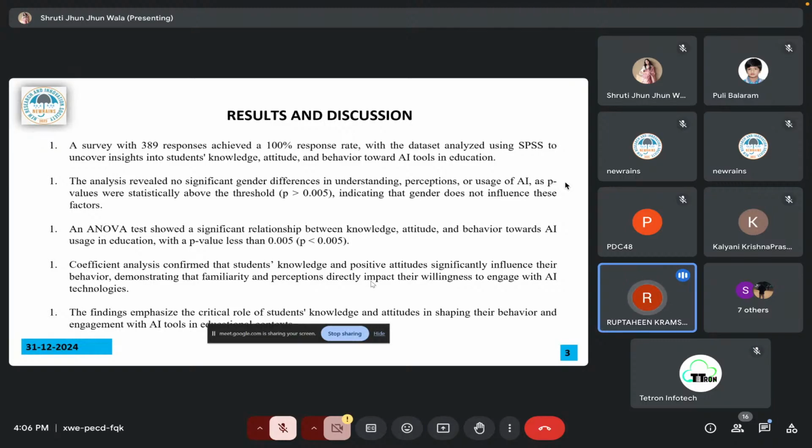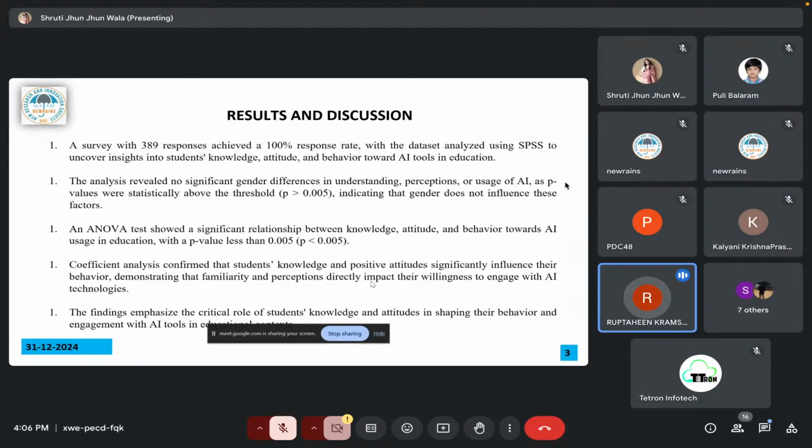So in ANOVA, it showed whether there is a significant relationship between knowledge, attitude, and behavior. So it says that there is a relationship between knowledge, attitude, and behavior, and that students who have better knowledge have a positive attitude towards adoption of AI, and it also significantly influences their behavior. So whether they should adopt it.